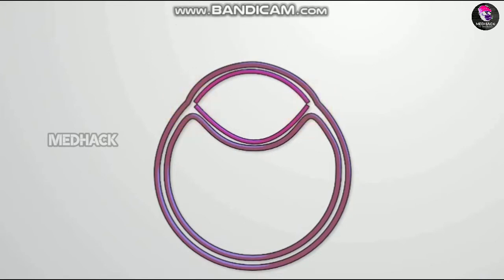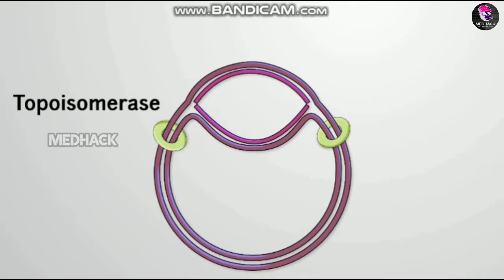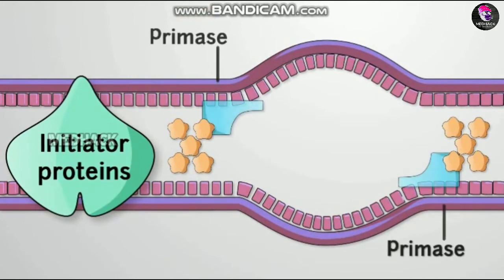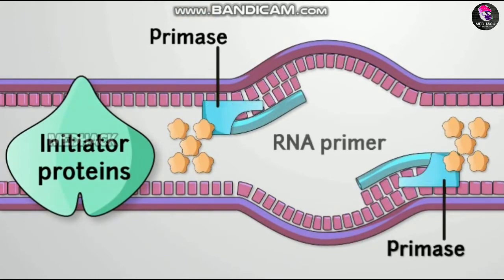In front of the forks, topoisomerase enzymes bind to the DNA and reduce torsional strain as the molecule unwinds. Once the strands are separated, another enzyme, primase, synthesizes an RNA primer, a short stretch of RNA complementary to the DNA sequence.